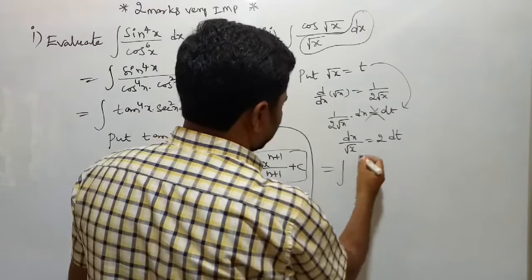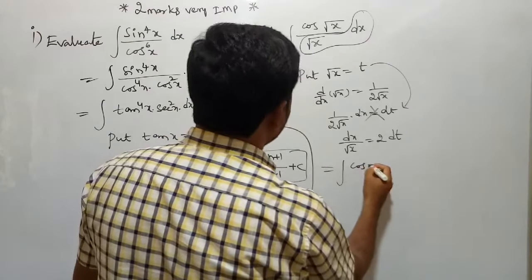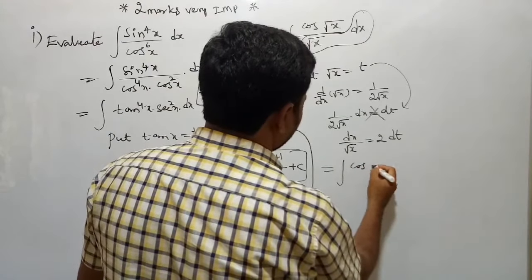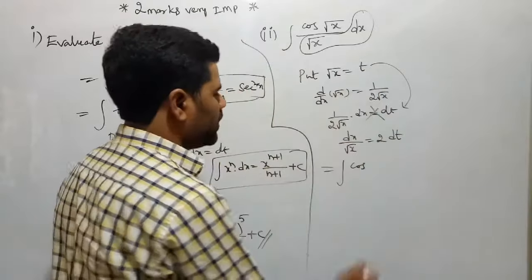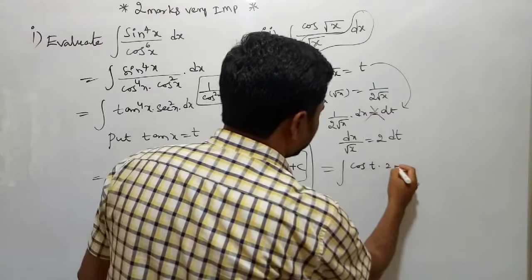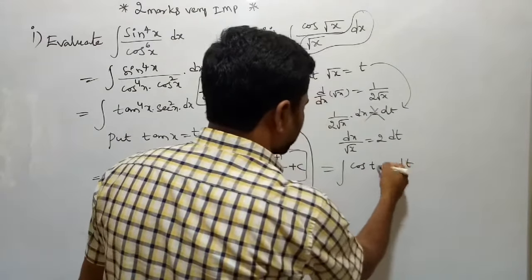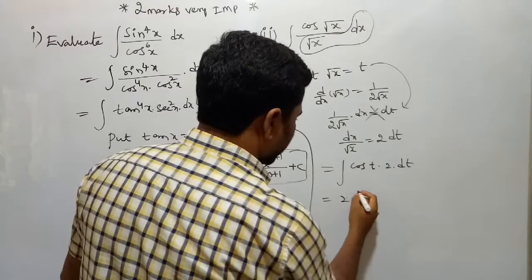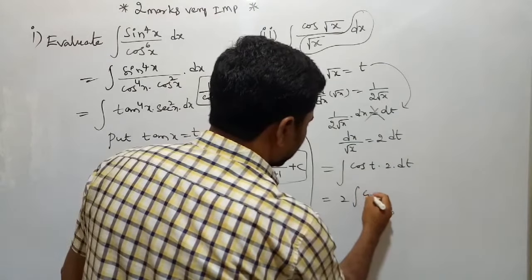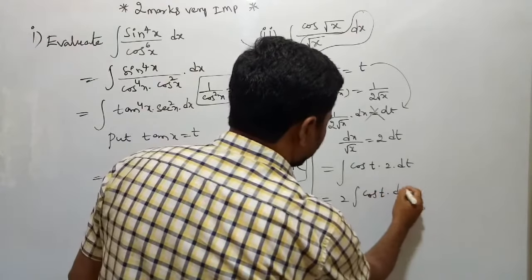So instead of dx by root x, we can write 2 dt. Integral cos, then root x is t, so cos t into 2 dt. 2 is constant, so I'm writing here, so integral cos t into dt.